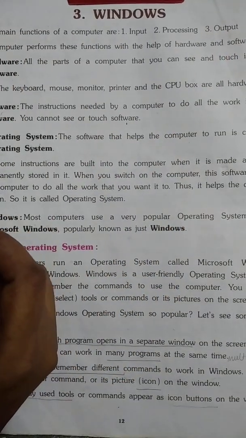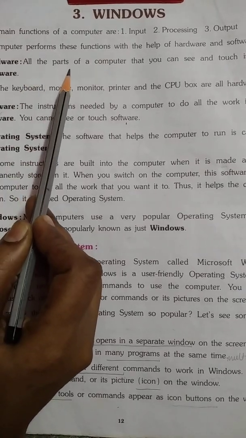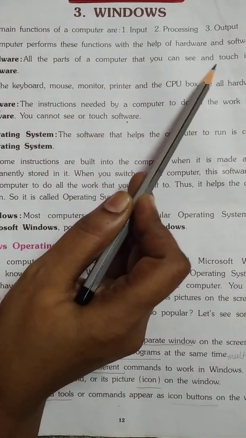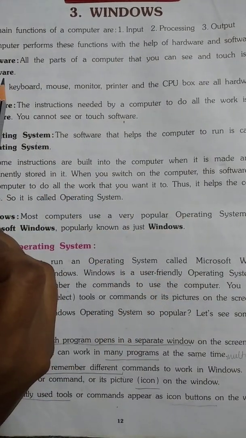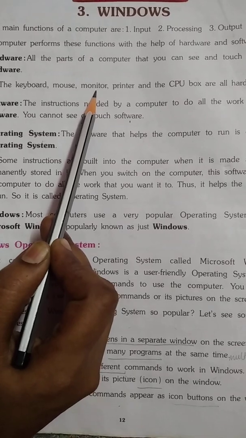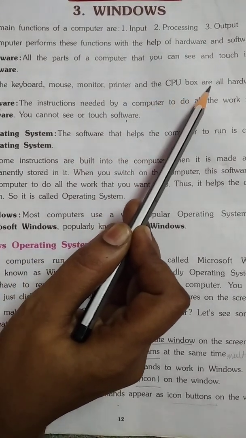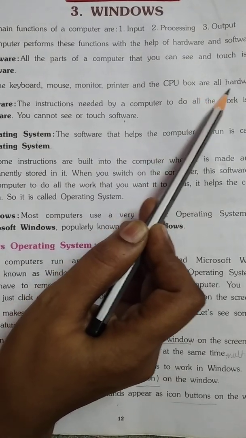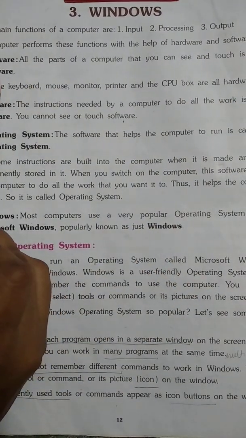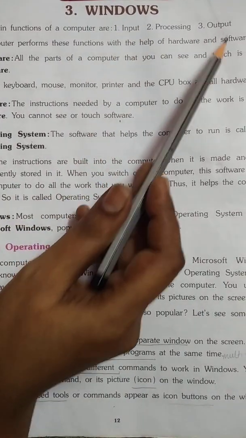Now what is hardware? Let's see. All the parts of a computer that you can see and touch are called hardware. The keyboard, mouse, monitor, printer and the CPU box are all hardware. Now see students, these are the three basic functions: input, processing and output.